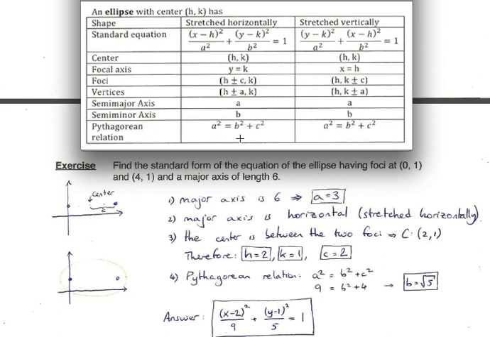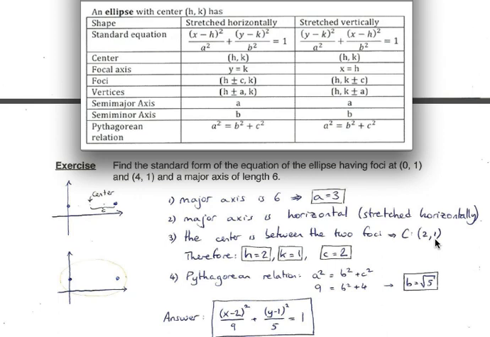So, since we know that the foci are at (0, 1) and (4, 1), the center is exactly in between them. It's the midpoint of the foci, so it's the point (2, 1). Now if you look here at the table, the center is (h, k), so since we know the center is (2, 1), it's pretty easy to figure out that h equals 2 and k equals 1.